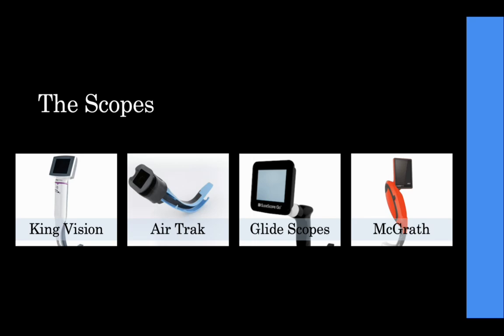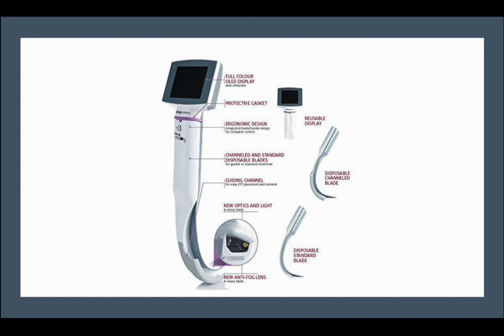Common scopes that we see out there are channeled devices and unchanneled devices. The two on the left, the King Vision and the AirTrack, are two examples of channeled devices. The McGrath and the GlideScope are a couple of examples of unchanneled devices. Now, I have no conflicts with any of these manufacturers, so whatever device you're using, just be familiar with it. I don't have a strong feeling that one is better than the other.